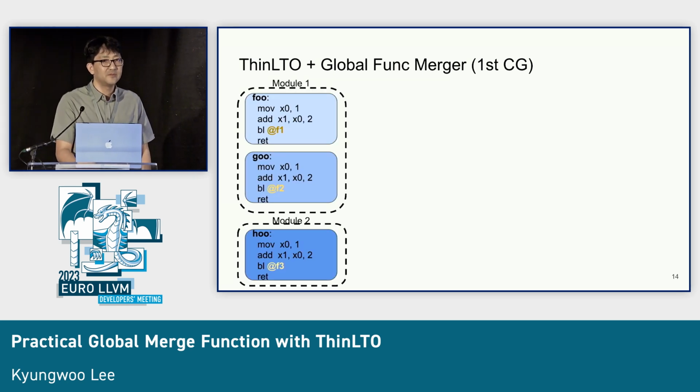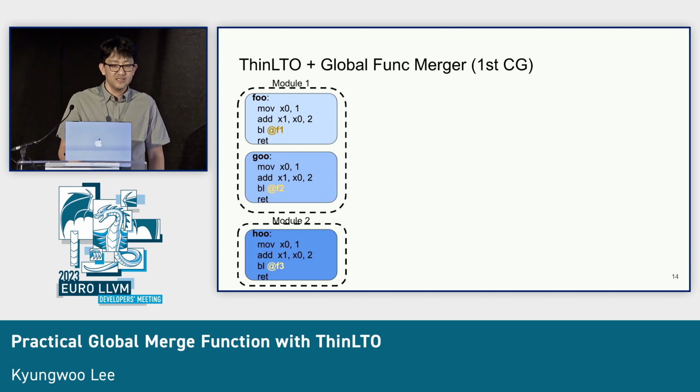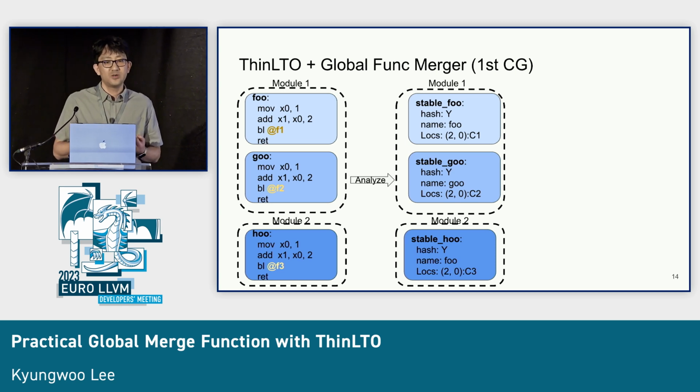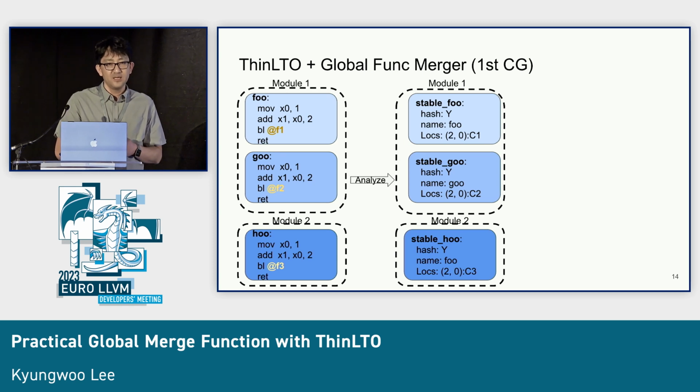Let's say we have very similar functions across two modules, and there are three functions like this. During the first codegen, we are not actually merging. We just analyze to produce summary information, which is stable functions. In this case, F1, F2, F3 end up producing the same hash Y because we ignore the global constants, while we track the location of such constants.